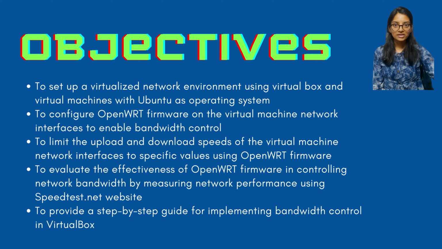Objectives of our project: to set up a virtualized network environment using VirtualBox and virtual machines that use Ubuntu as the operating system; to configure OpenWRT firmware on the virtual machine network interfaces to enable bandwidth control; to limit the upload and download speed of virtual machine network interfaces to specific values using OpenWRT firmware; to evaluate the effectiveness of the OpenWRT firmware in controlling network bandwidth by measuring the network performance in the speed.net website; and to provide a step-by-step guide for implementing bandwidth control in VirtualBox.